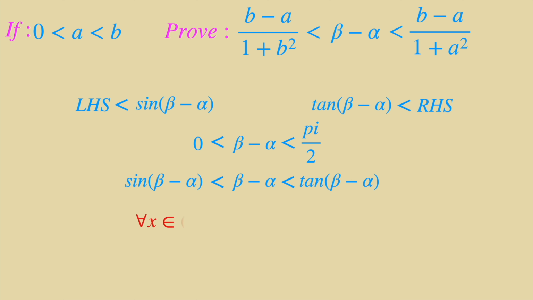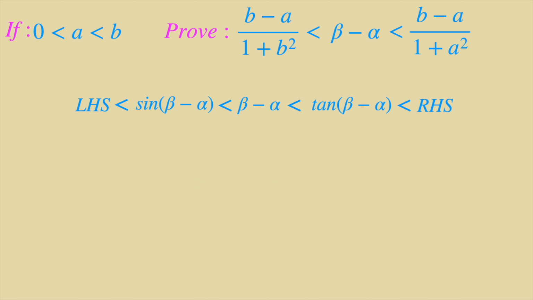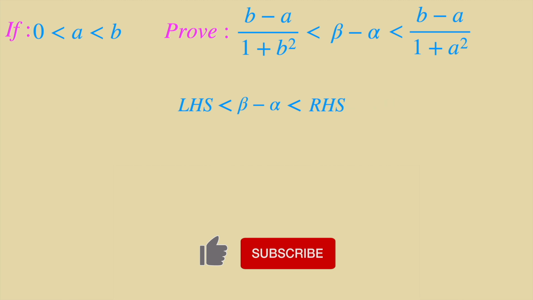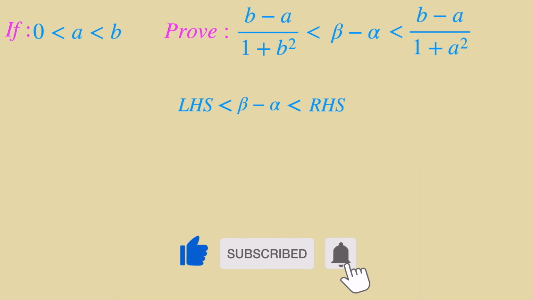For any real number x between 0 and pi over 2, there is x is greater than sine x and is less than tangent x. So beta minus alpha is greater than sine of beta minus alpha and is less than tangent of beta minus alpha. And of course, we can safely say that beta minus alpha is greater than the left-hand side and is less than the right-hand side. Great, cool.